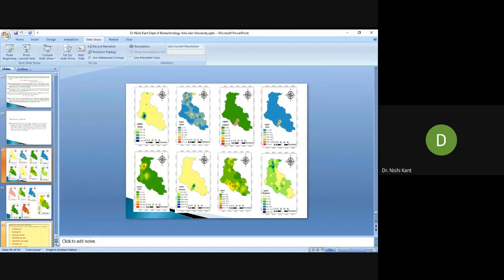So this is the total dissolved metal concentration in the groundwater, showing how the metals are distributed. The highest concentrations of iron and manganese were noted in sampling locations in different areas of the Jamshedpur township.